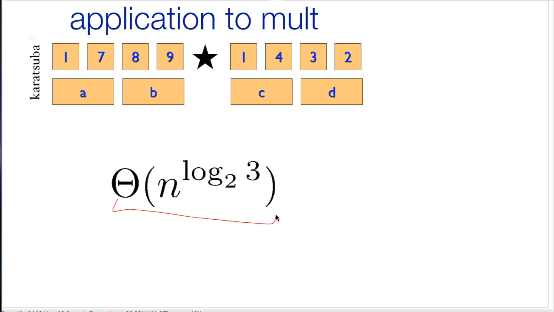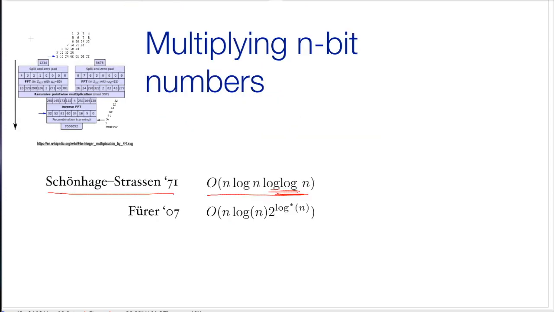There are a few other ways, intermediate, that are slightly better than this, but in 1971, remember this guy, Strassen, we saw one of his algorithms already, the matrix guy. He did that in 1969.